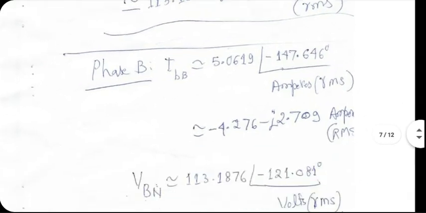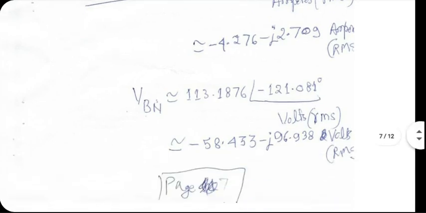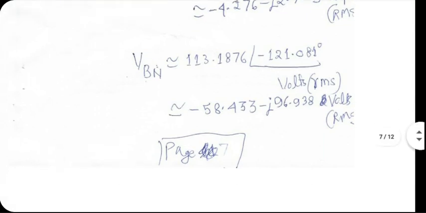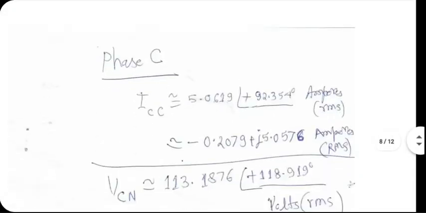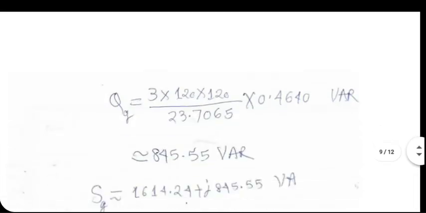Now I repeat the same thing for phase B. The starting point will now have a minus 120 degree phase shift. Methodology remains virtually the same. Then for phase C. Essentially, this is how you calculate the voltages on the load side.